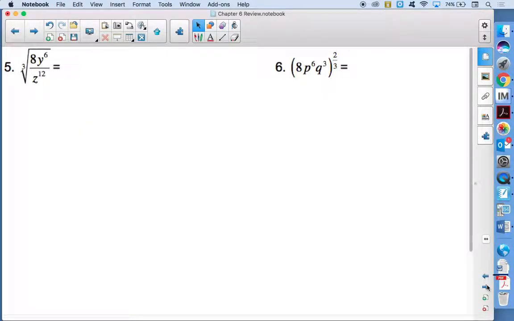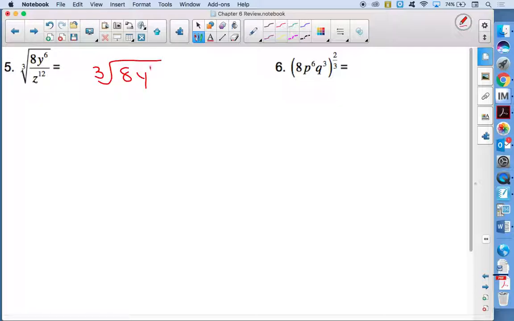Number 5, we have the cube root of 8y to the 6 divided by z to the 12. And how would you solve a problem with a cube root? Mason? You cube root each side. Right, so you want to cube root each side, so we're cube rooting the 8y to the 6. We're also cube rooting the z to the 12. And Mason, when you cube root 8, you get 2.